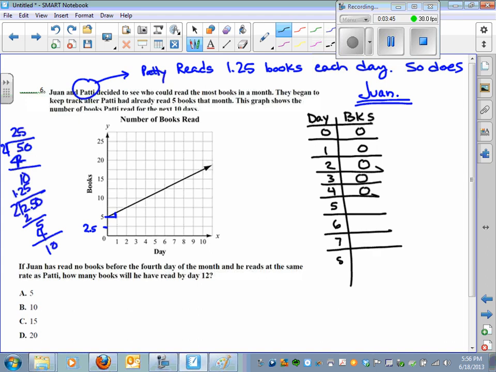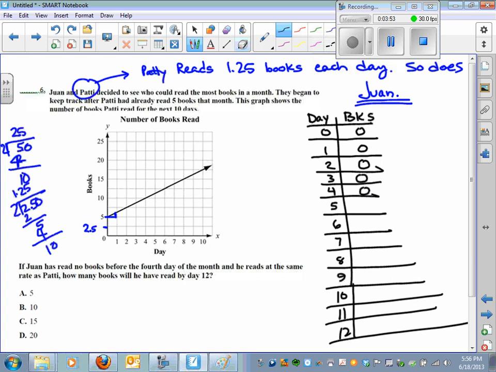But you can figure out, on the 12th day, where he was because he reads at the same rate, at that 1.25. So all you've got to do is at the end of 5 days, he had read 1.25. Keep adding 1.25. At the end of 6 days, he had read 2.5 books. He had read 3.75, so I'm just doing the addition. You'll have a calculator, so you won't have to do all of this.